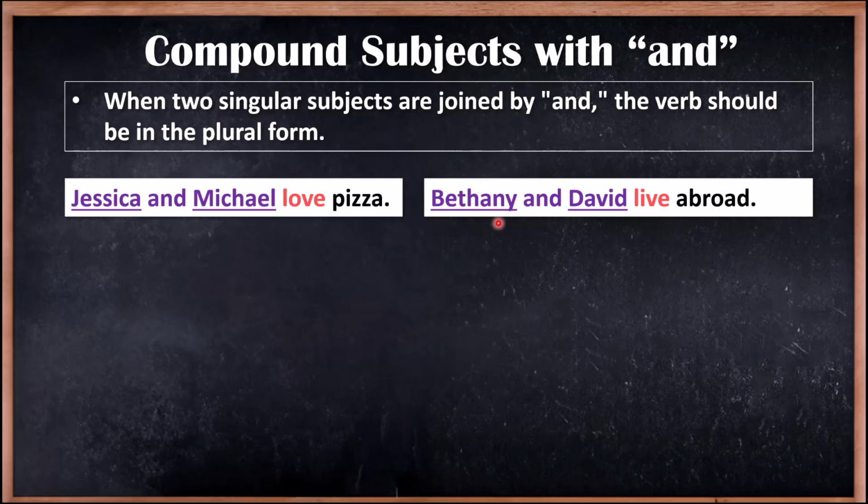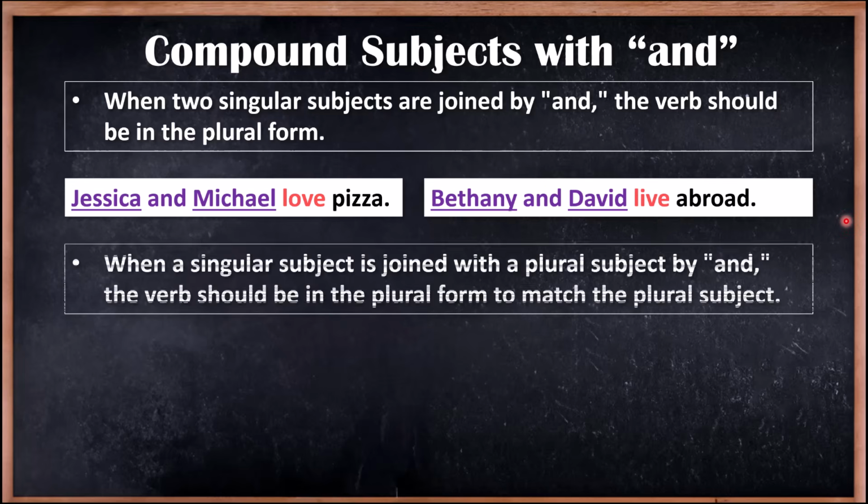Another example, Bethany and David live abroad, not lives abroad. If we only had David, it would be David lives abroad or Bethany lives abroad. But when we add the coordinating conjunction and to connect the singular subjects, we have to put the verb in the plural form. And also, when a singular subject is joined with a plural subject by and, the verb is still in the plural form to match the plural subject.